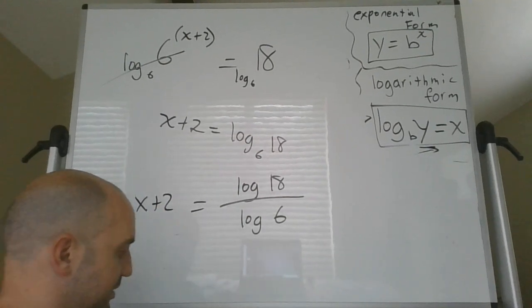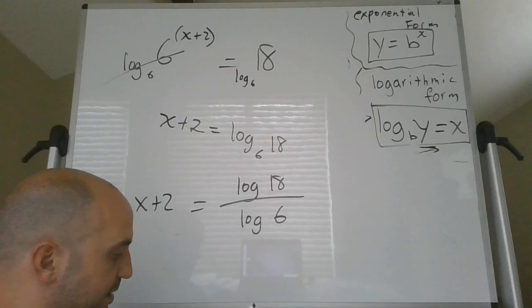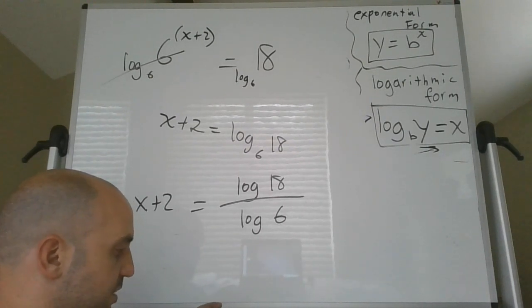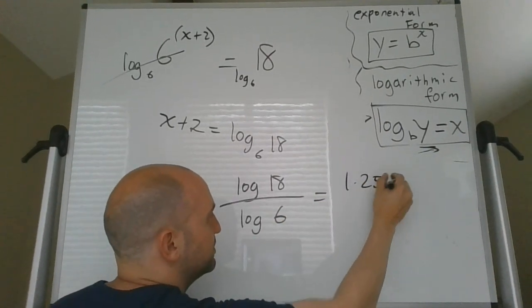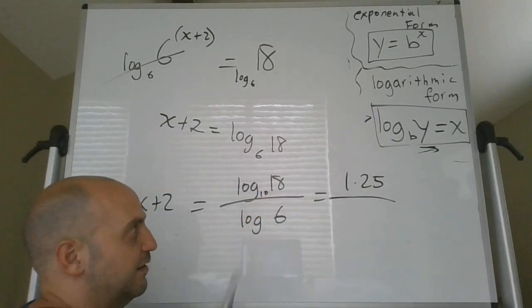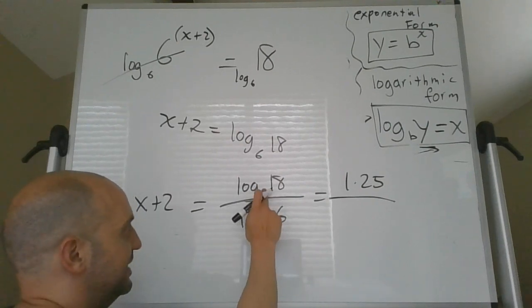Now I'm going to get my calculator. You can do this with me. Get your calculator. Okay, and press log of 18. So log of 18 is approximately 1.25. Here's what that means. Log of 18 means 10 to the power of what is 18? 10 to the power of 1.25, essentially, is what the calculator is telling me.